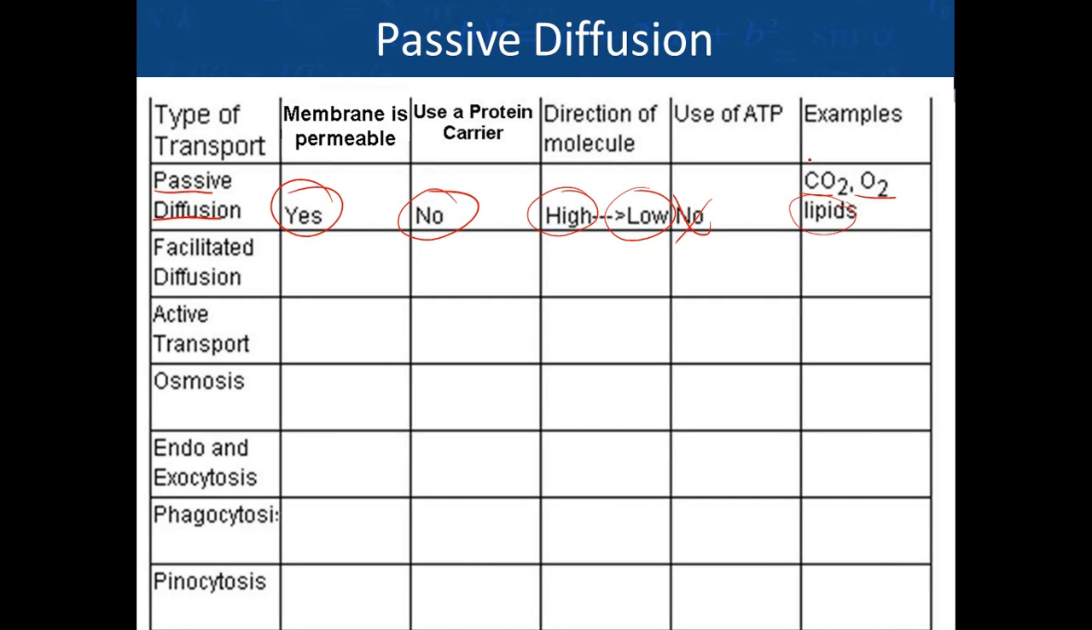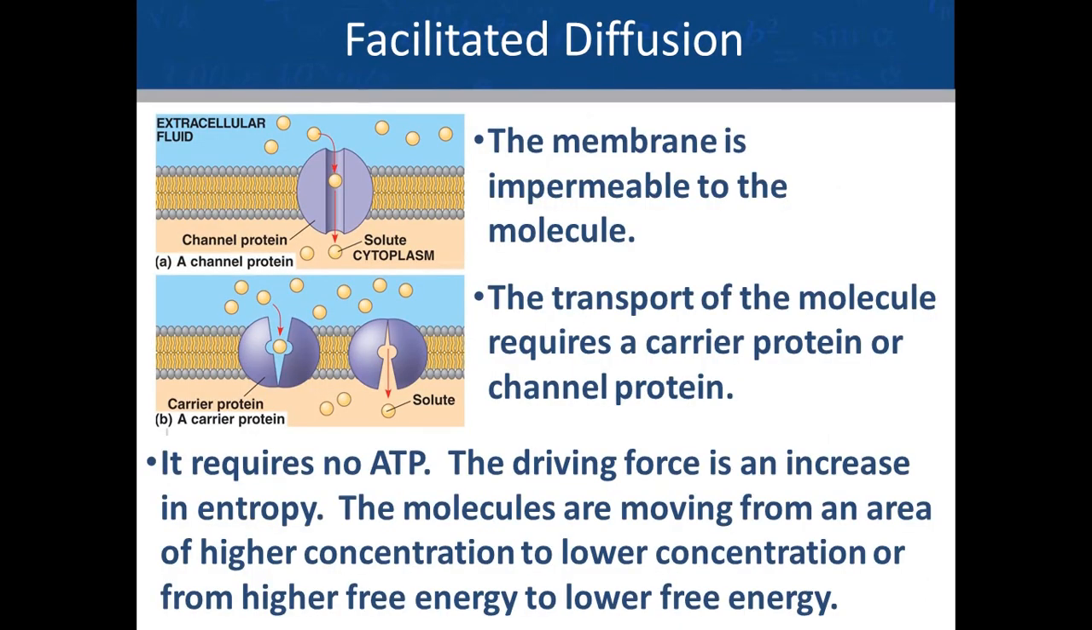So what happens if we have a molecule that crosses the membrane, but the membrane is not permeable to that molecule? Well, in order for it to cross the membrane, we're going to need a protein carrier. And so think about the term facilitate. If you're going to facilitate something, you're going to direct or help make something happen. And so in facilitated diffusion, we're going to need a protein carrier.